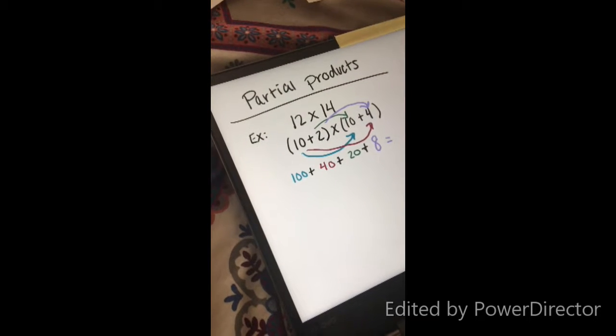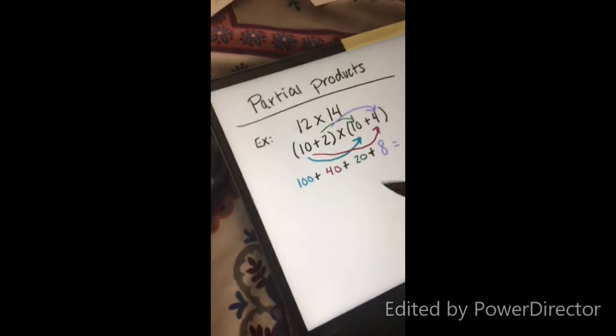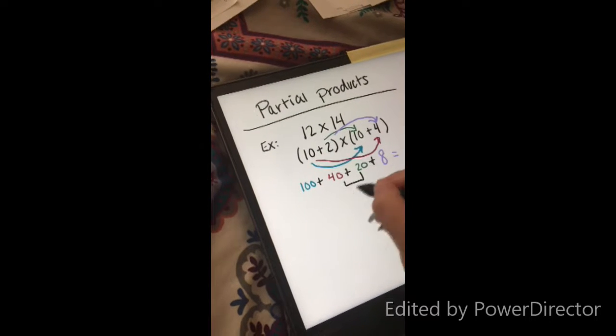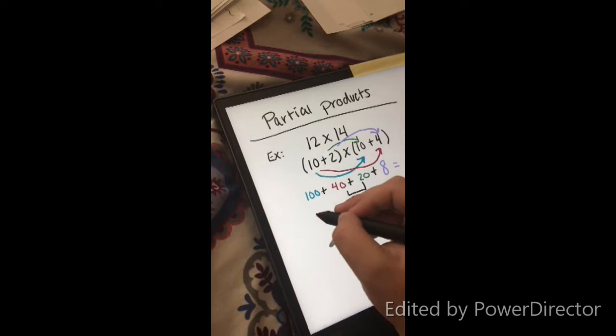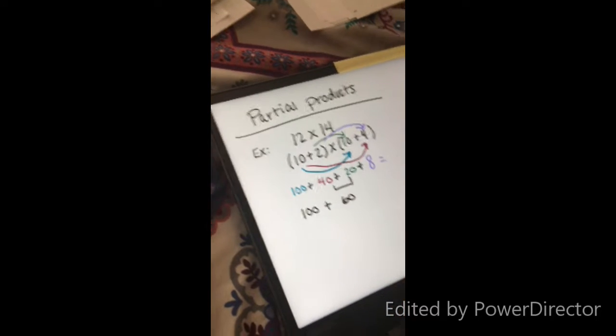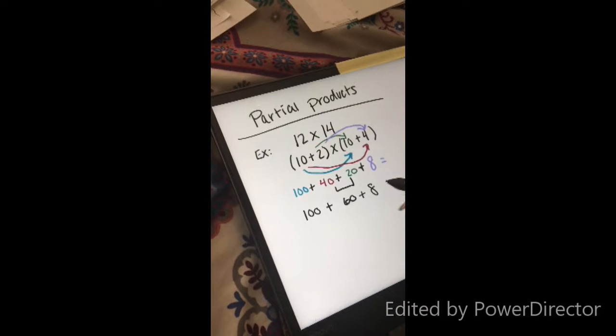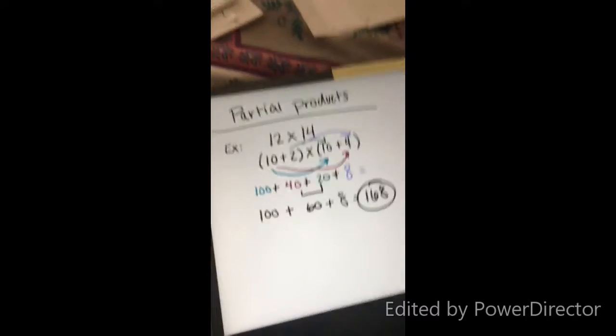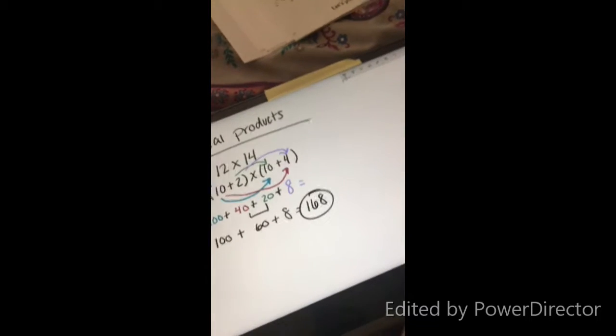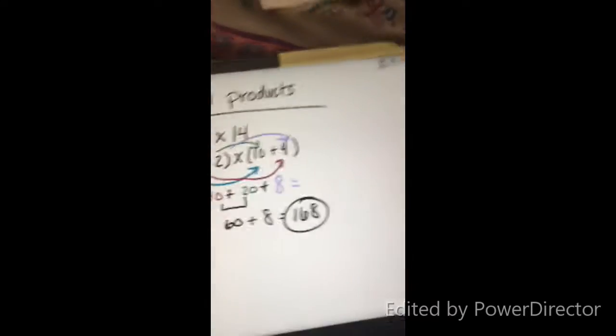After we do that, we add up all of the numbers. So 40 plus 20 is 60. Then you bring down this 100, so 100 plus 60 plus 8 equals 168. So that is the basic way to do it. There is another way to write it that I honestly find easier, so we're going to do it that way too, but we're going to do it with a more difficult problem.